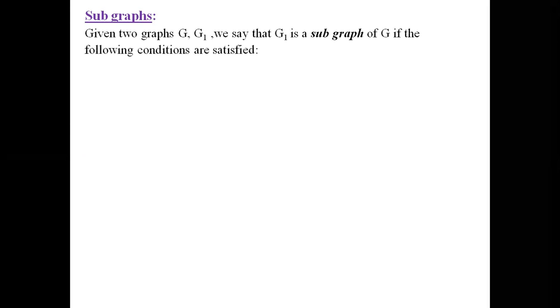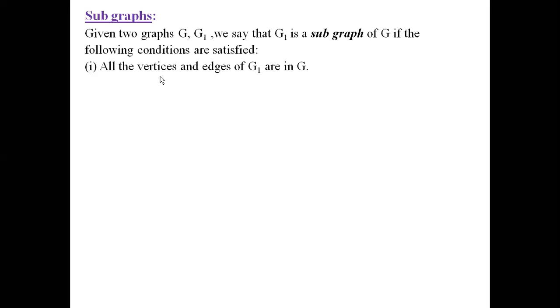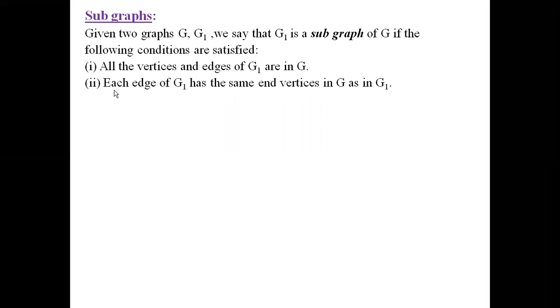First, let us know the definition for subgraphs. Given two graphs, G and G1, we say that G1 is a subgraph of G if the following conditions are satisfied. Firstly, all the vertices and edges of G1 are in G. Second condition, each edge of G1 has the same end vertices in G as in G1.